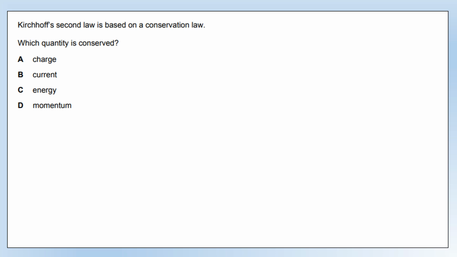Okay, so Kirchhoff's second law is based on a conservation law. Which quantity is conserved? It's his law about all the voltages, so that's about conservation of energy. Kirchhoff's first law, the current law, is about the conservation of charge.